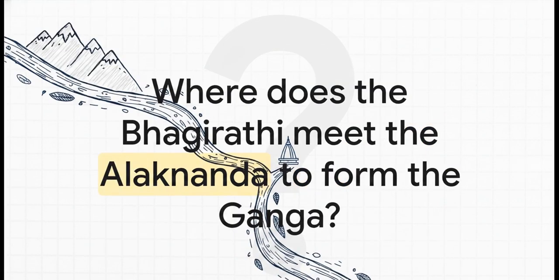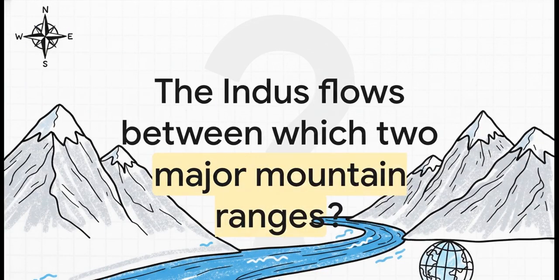First one up, where does the Bhagirathi finally meet the Alaknanda to officially become the Ganga? Think about it. The answer is Devprayag. Okay, next question. Let's go back to that incredible upper course of the Indus. Which 2 mountain ranges channel its flow? The correct answer is the Ladakh and the Zaskar ranges.